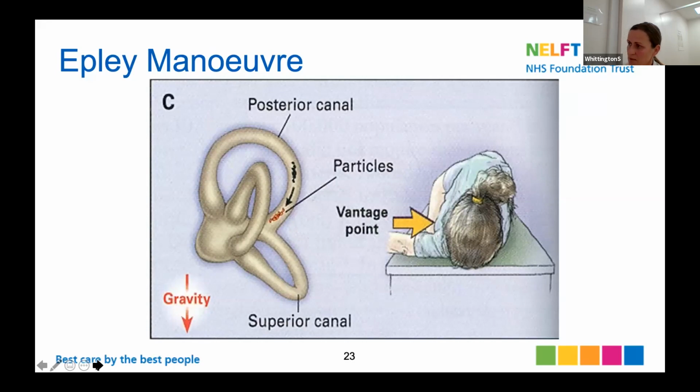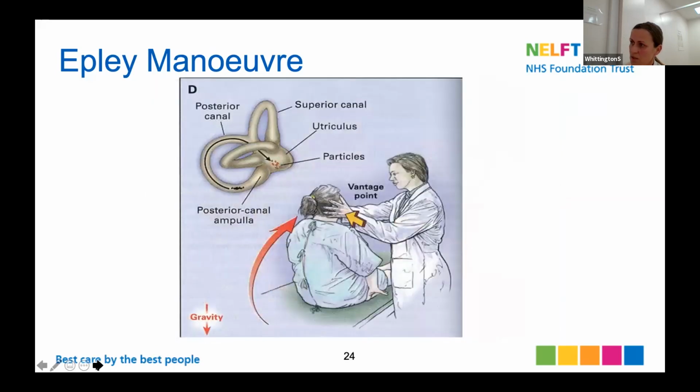Next slide, Paula, please. So here it just shows you how the otoconia moves through the semicircular canal.